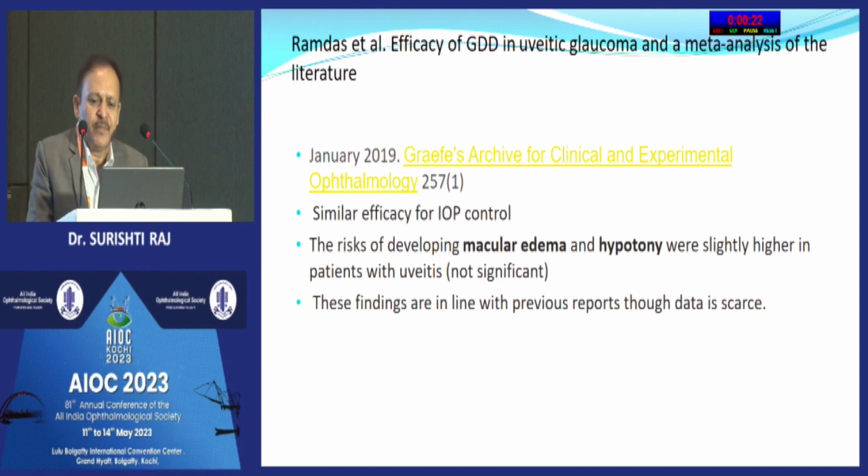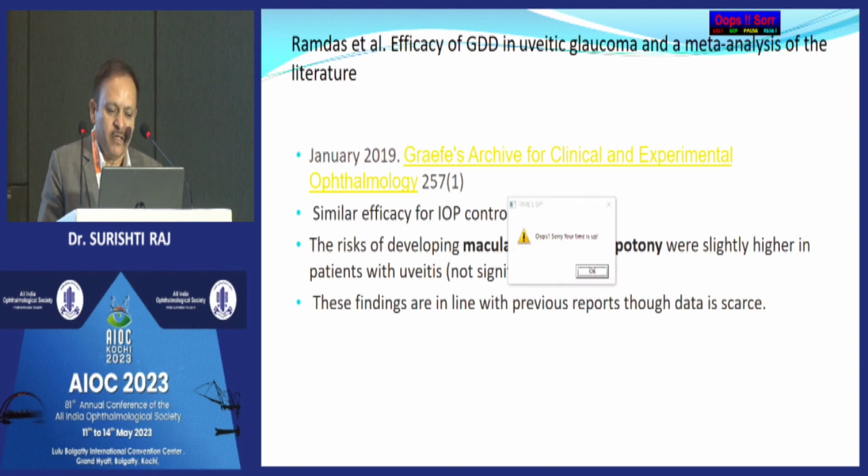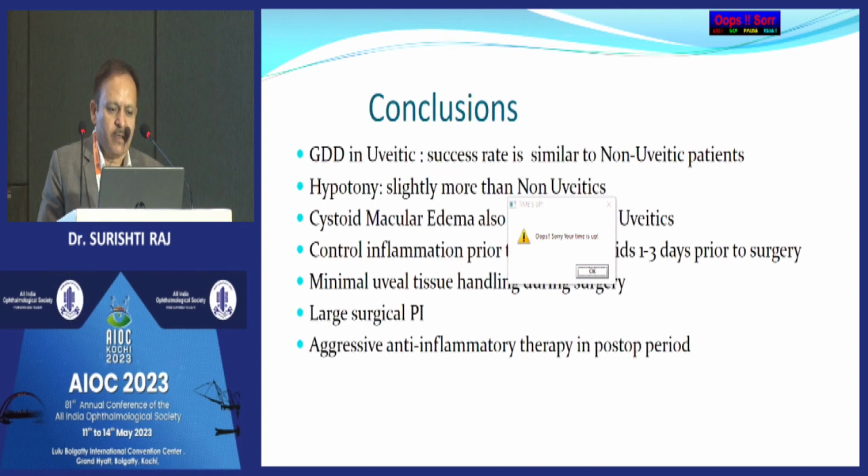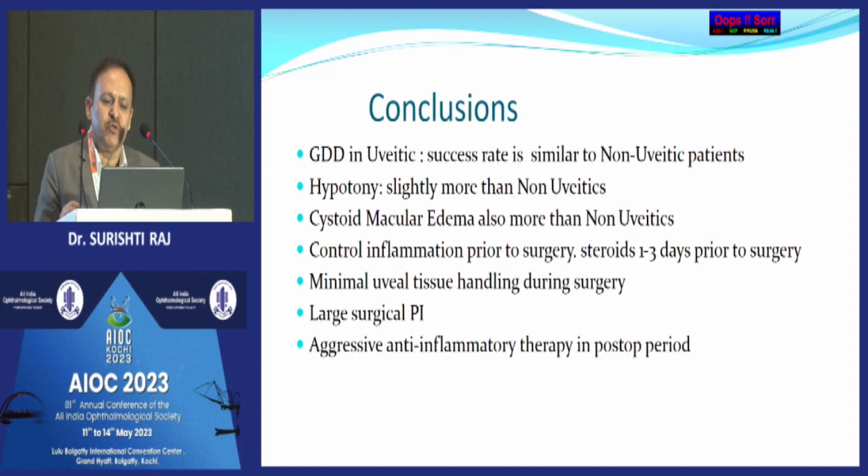So this was the retrospective meta-analysis done by Ramdas et al. The efficacy of GDD in uveitic patients was compared against GDD in non-uveitic patients. The intraocular pressure control was similar, only macular edema and hypotony were seen slightly more in uveitic GDD, though this was not significant. And this finding also corroborates the previous reports. So in conclusion, for GDD in uveitic patients, the success rate is almost similar to non-uveitic patients.